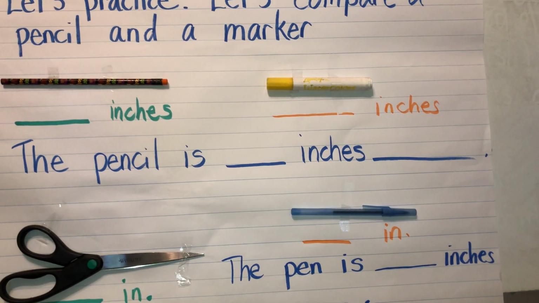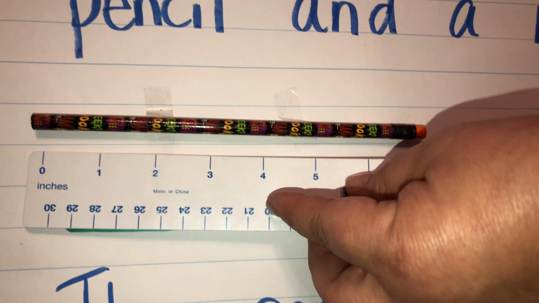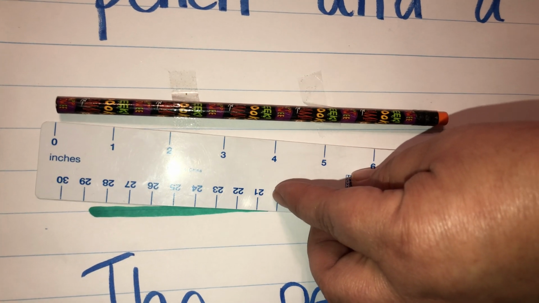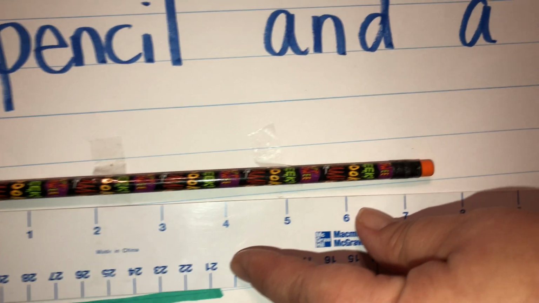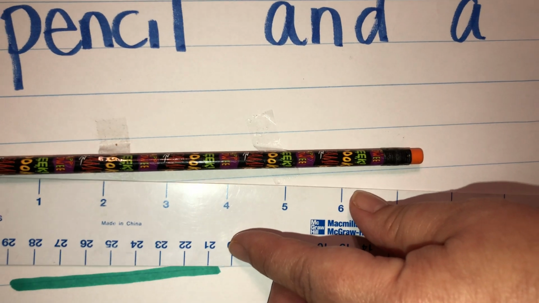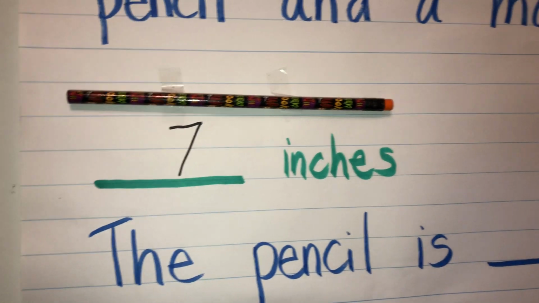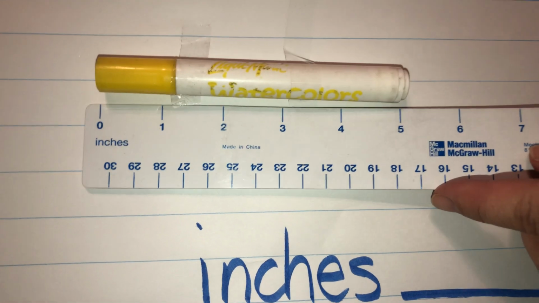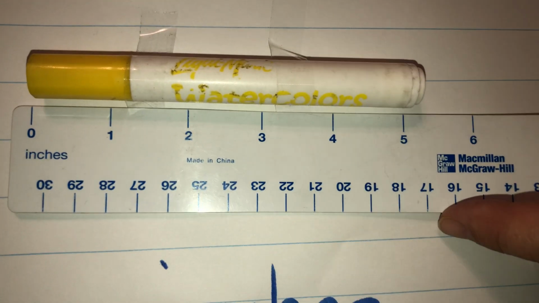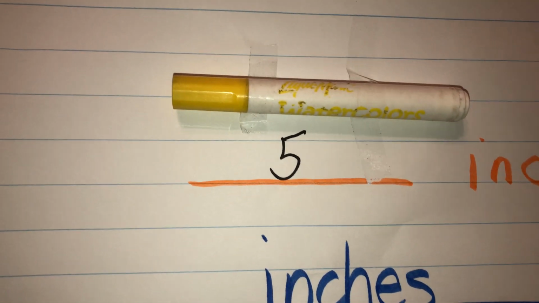So let me start with that pencil. Okay, so remember I'm using the school one and this one actually has a 0. So I line up the 0 where the object begins and it is about, we're going to say 7. I know it's a little past 7, but we'll go ahead and say it's about 7 inches long. So I'm going to write the number 7 right here. And then I'm going to move on to this marker and do the same thing. Line up the 0 with the edge of the marker. And if I look at it, it's about how long? If you said 5 inches, you are awesome. So it's about 5 inches long.